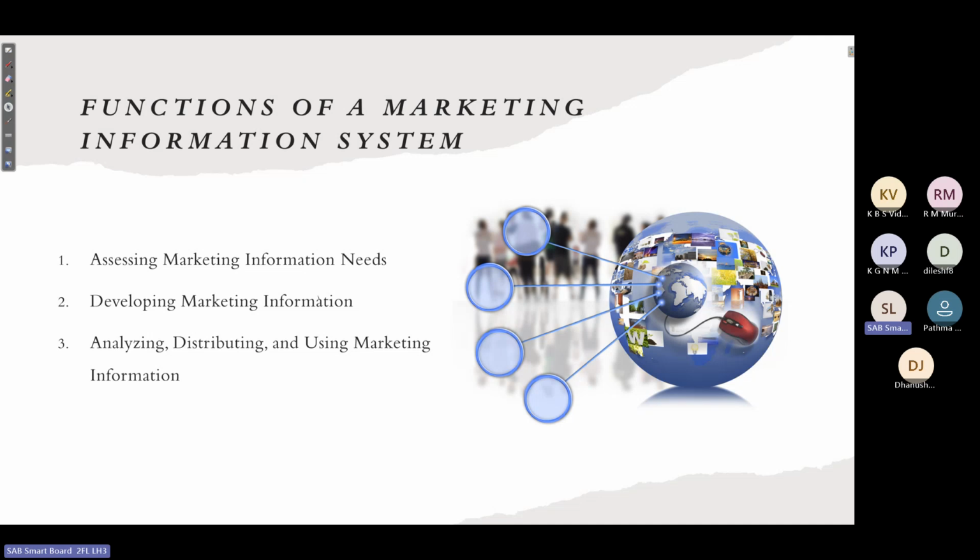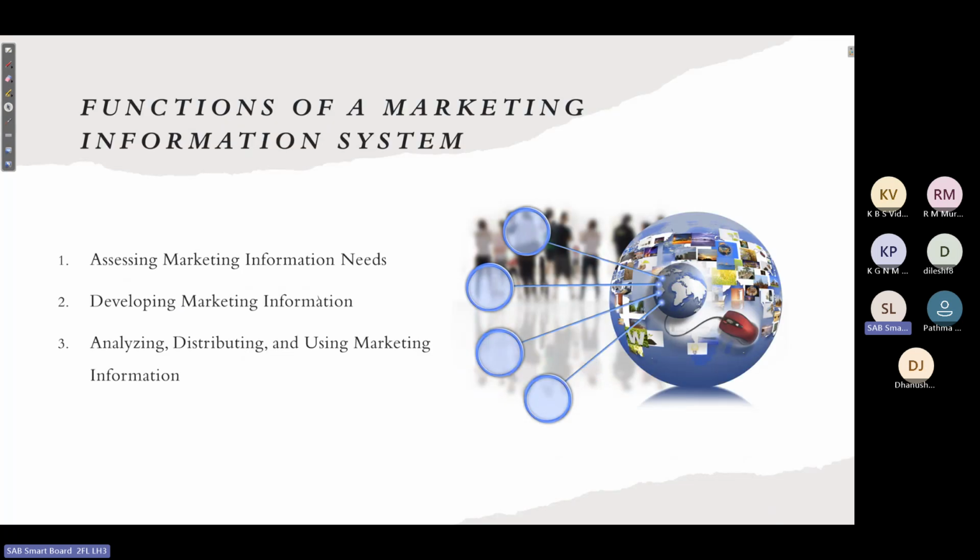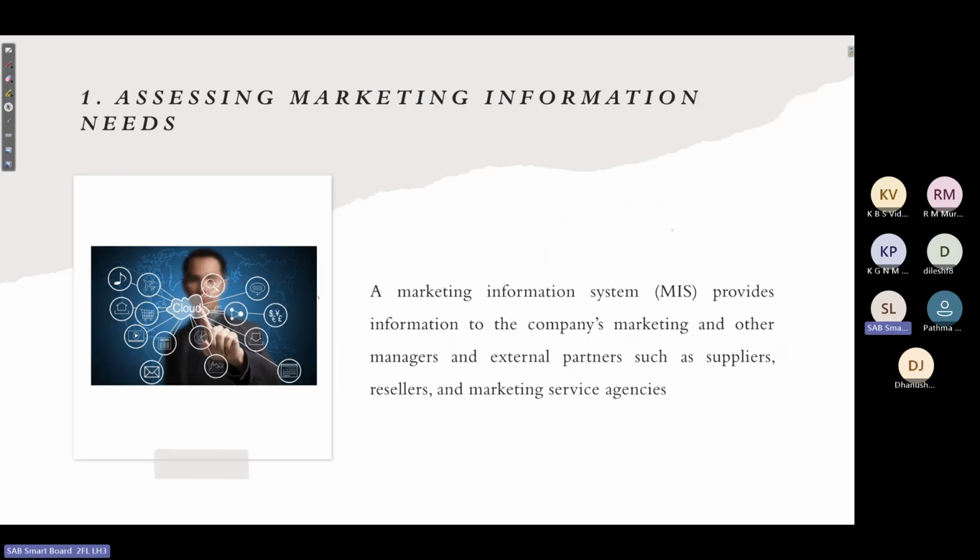Right. So I told you the functions of marketing information system: assessing marketing information needs, developing marketing information, and analyzing, distributing, and using marketing information. That is what you saw from this purple color. We call it the functions of the marketing information system. Right? So I will go through these one by one.